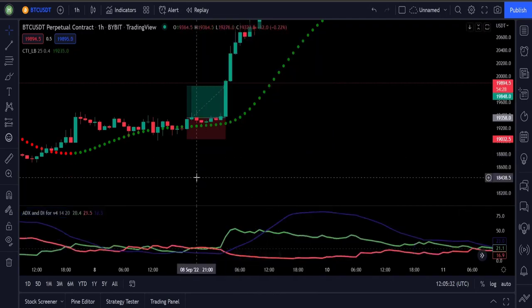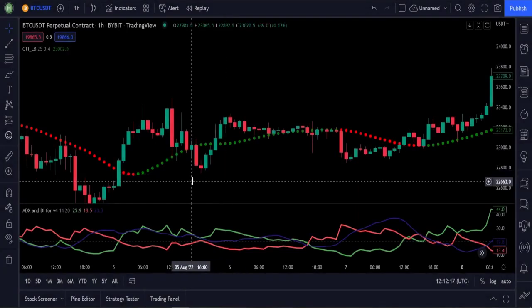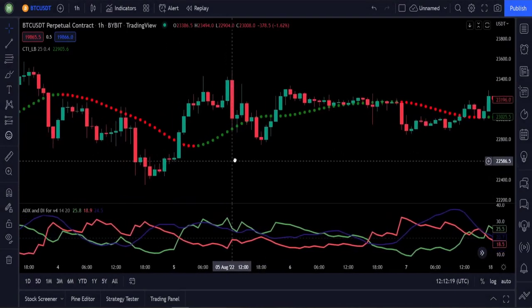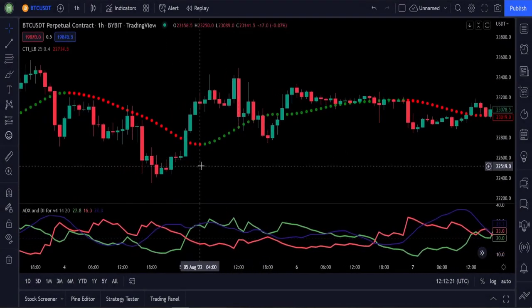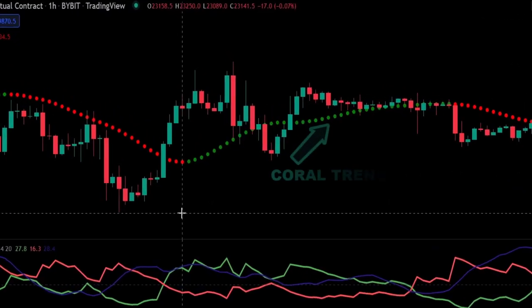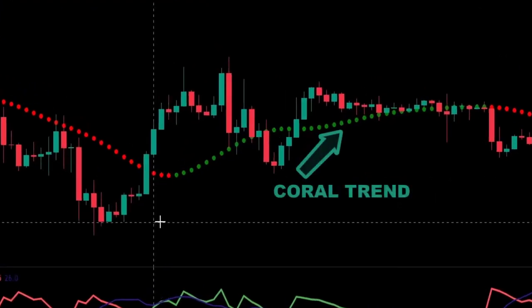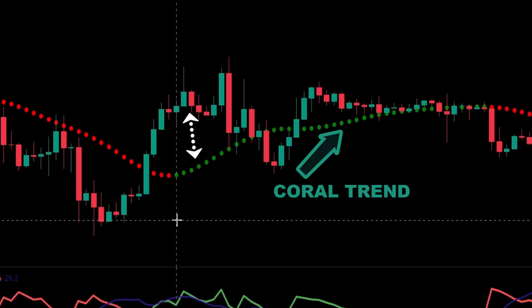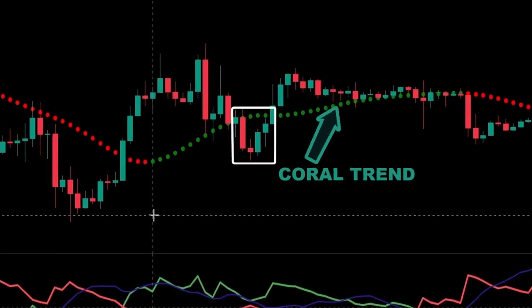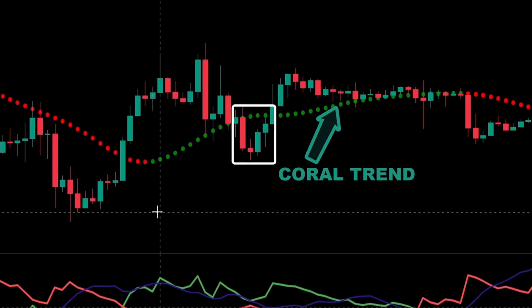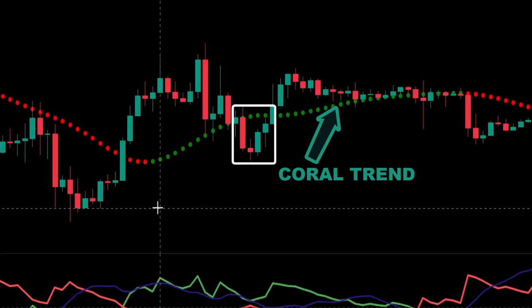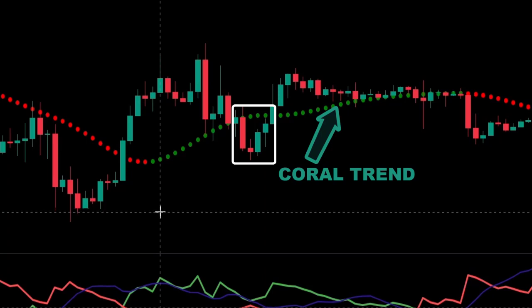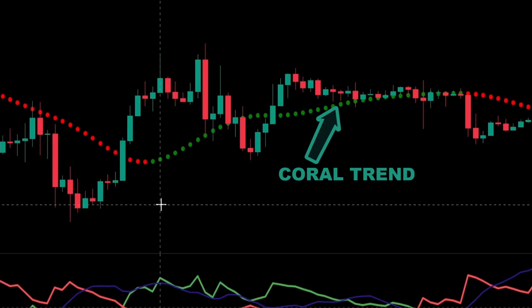Let's understand how to take long and short entries. Okay, so a long signal is valid only when we have the following conditions met. First, the Coral Trend Indicator is green color. Second, the price action is moving above it, and then it creates the pullback, like it's doing here. For the pullback to be valid, the price action must cross and close below the green dots. Also, at least one candlestick must be fully closed above the Coral Trend Indicator before the pullback.